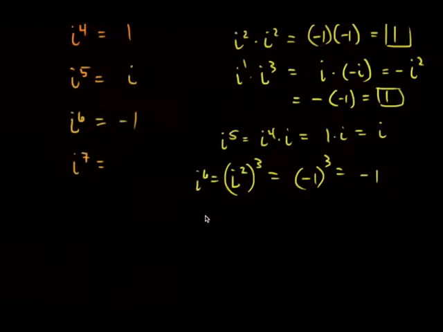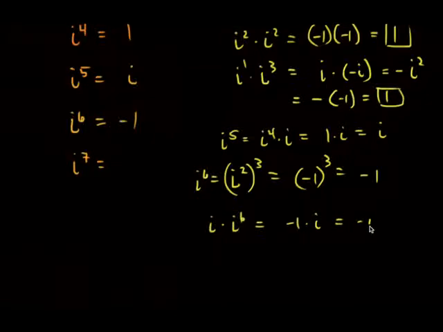So let's see. i to the seventh. Well, here's a quick way I could set that up. That's the same as i times i to the sixth, right? Is i to the seventh. i to the sixth I just found out was -1 and times i, so that's -i. I don't know if you guys are noticing anything unusual yet.